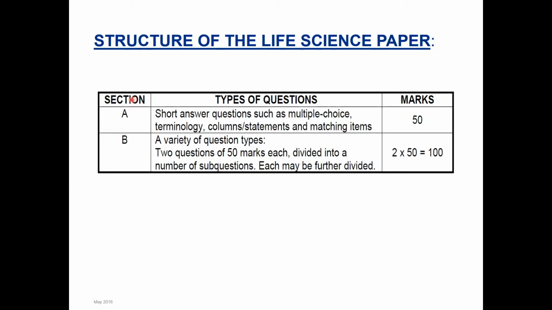Your paper will be made up of Section A and B. You will have short answer questions such as multiple choice, terminology, column statements, matching items, 50 marks. This 50 marks is an easily attainable 50 marks. Section B will be 2 questions of 50 marks each, divided into a number of sub-questions. So there'll be question 2 and 3, 50 marks each. And here you can get your level 4 questions. So that will give you a total of 150 marks. Right. Now, let's look at the Grade 12 Life Sciences November 2021 Paper 1 Section A.